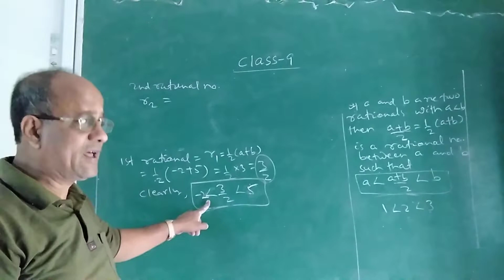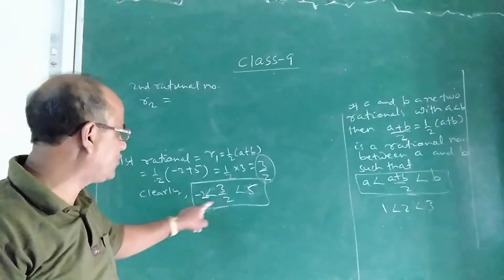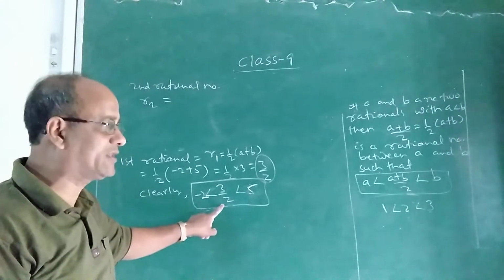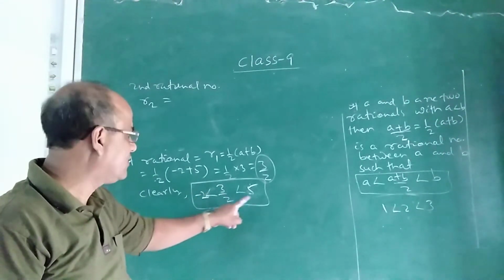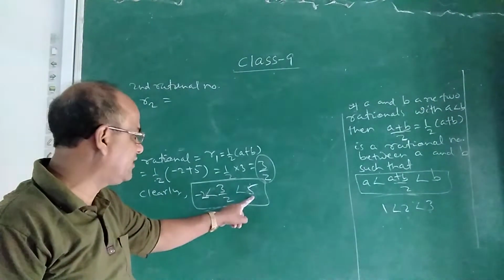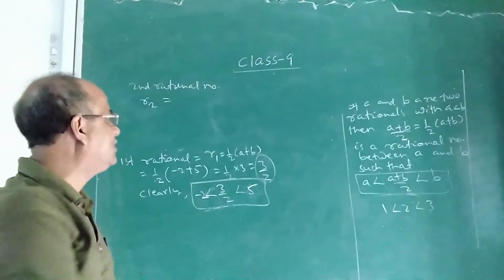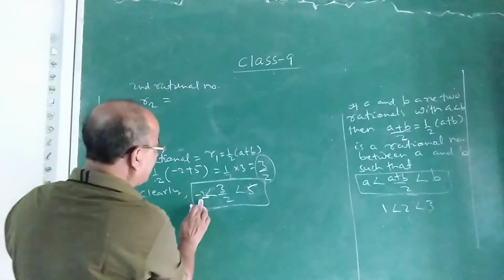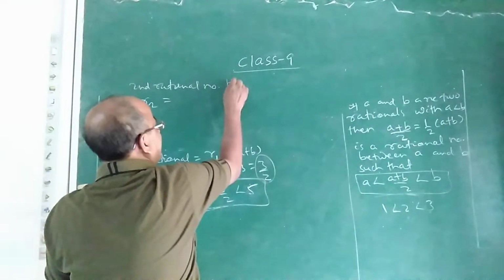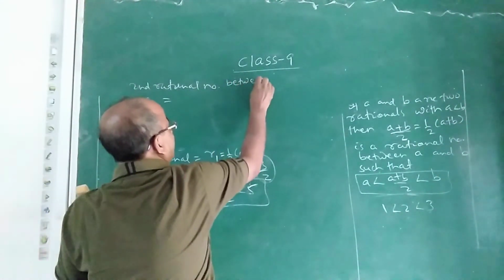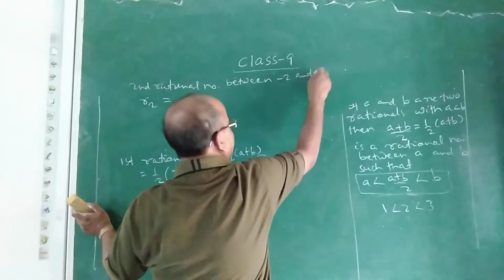If you take this one A and this one B, you can find the second number between minus 2 and 3 by 2. If you see again 3 by 2 is less than 5, so take this one A and this one B, you can find the second rational number between 3 by 2 and 5 also. So I will find the second rational number between minus 2 and 3 by 2.